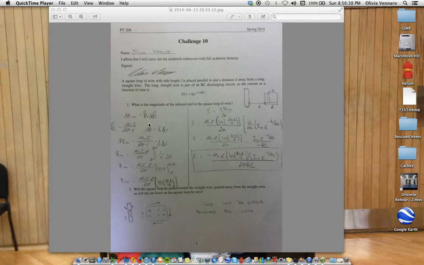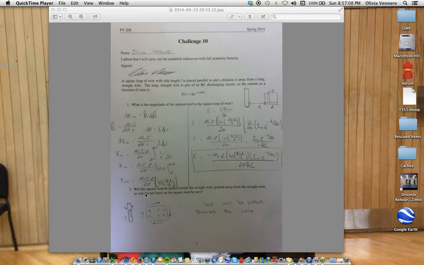To solve, you have to take the integral with respect to r from d to d plus l, and the distance, which is just the distance from the wire, so d and l. Everything can be taken out of the integral except for 1 over r. So you get this equation here.